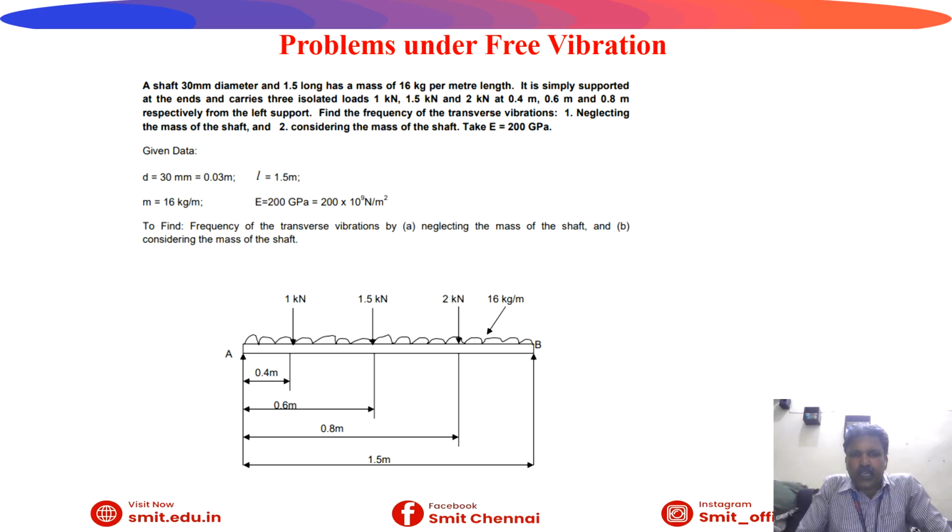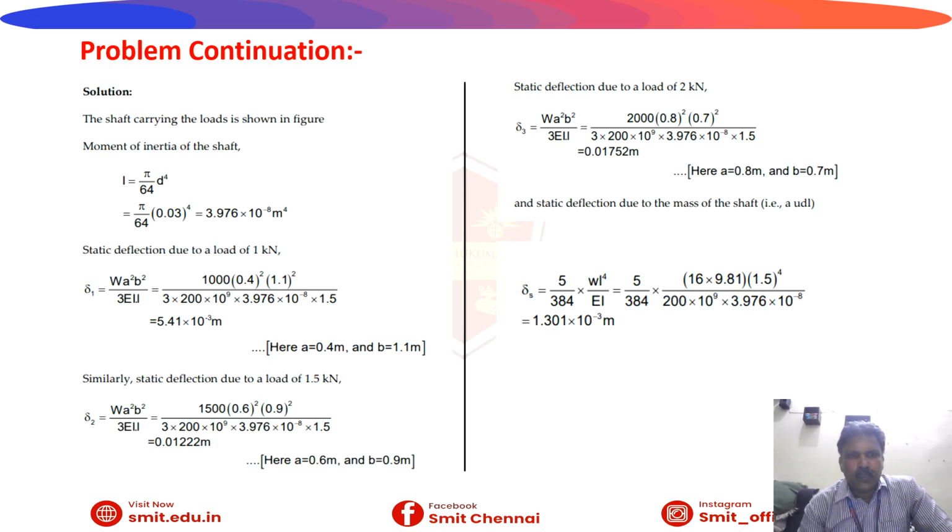The main thing is to find the frequency of the transverse vibrations, under the two conditions which I already told: neglecting the mass of the shaft, and considering the mass of the shaft. This is a sketch for your reference. First thing, you have to find the moment of inertia of the shaft. Therefore, I equal to pi by 64 d power 4. Based on substitution, you will get 3.976 into 10 to the power minus 8 meter power 4.